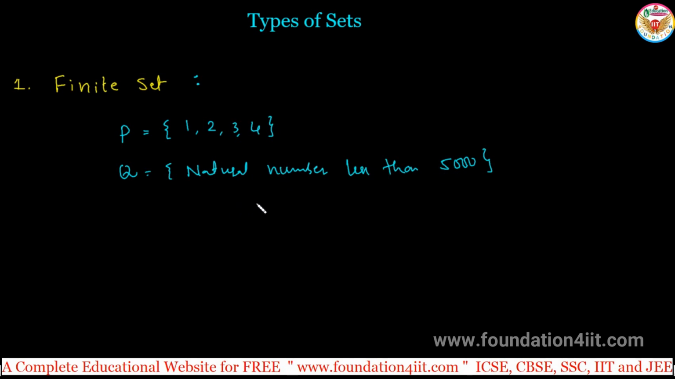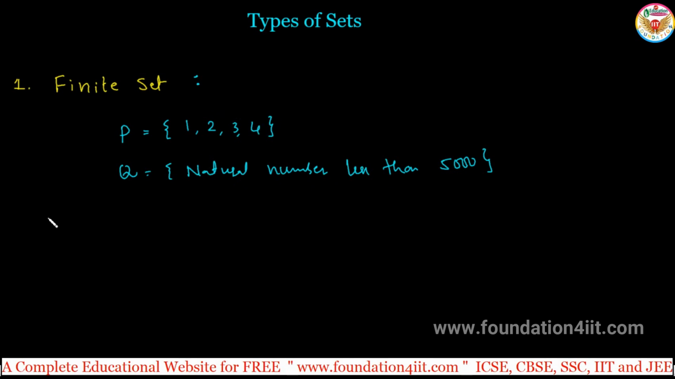Whole numbers between 5 and 5 lakhs. For any statement where we can name the first and last numbers, the set is finite. So a set is said to be a finite set if it has a limited number of elements. Right? That is a finite set. Next one, infinite.